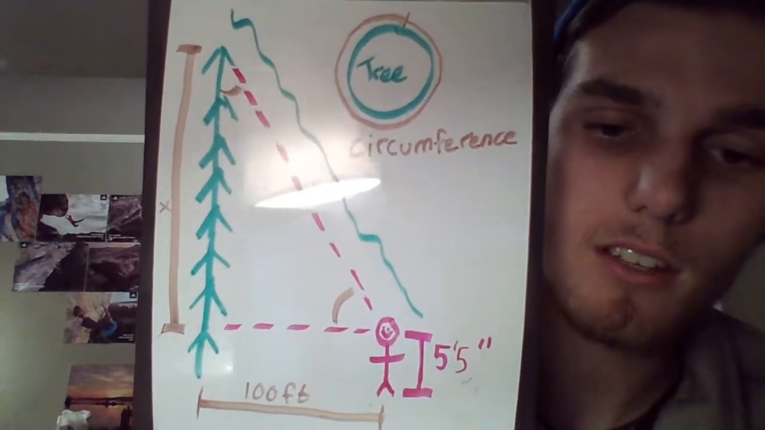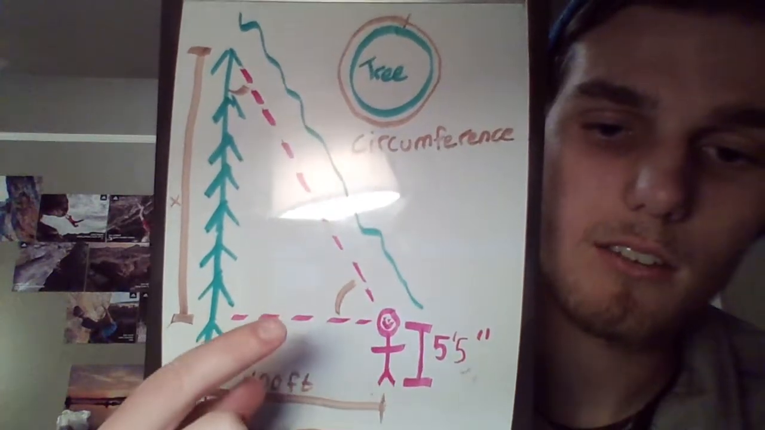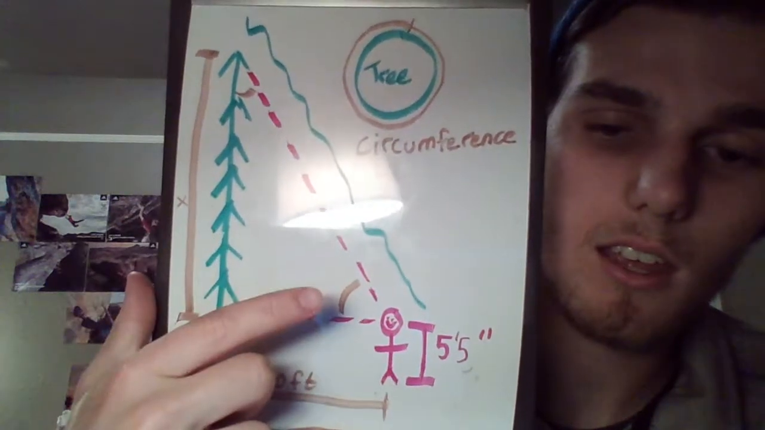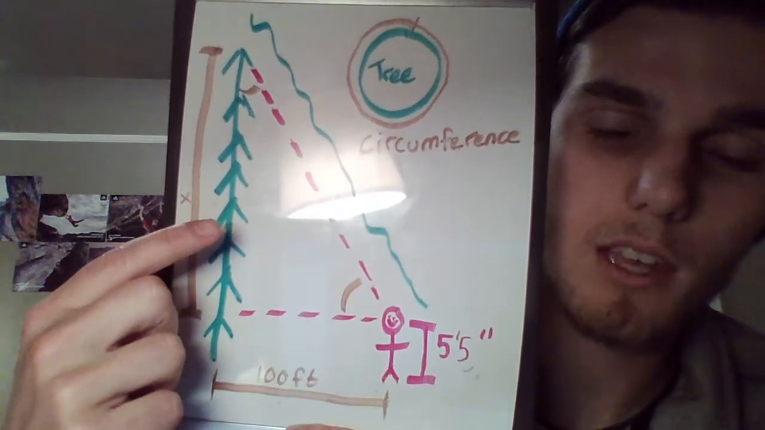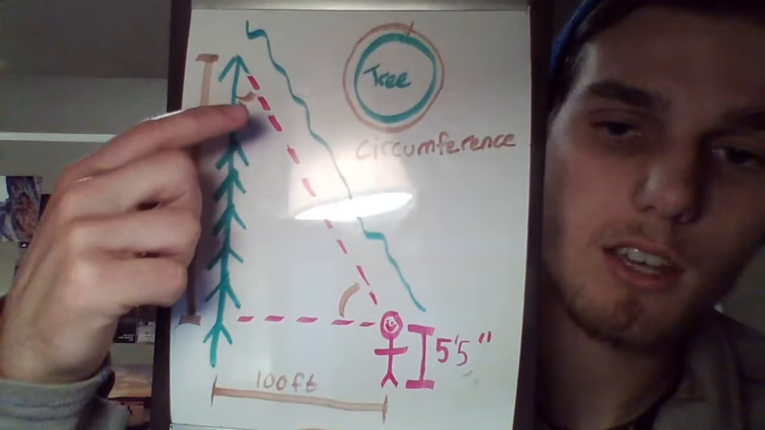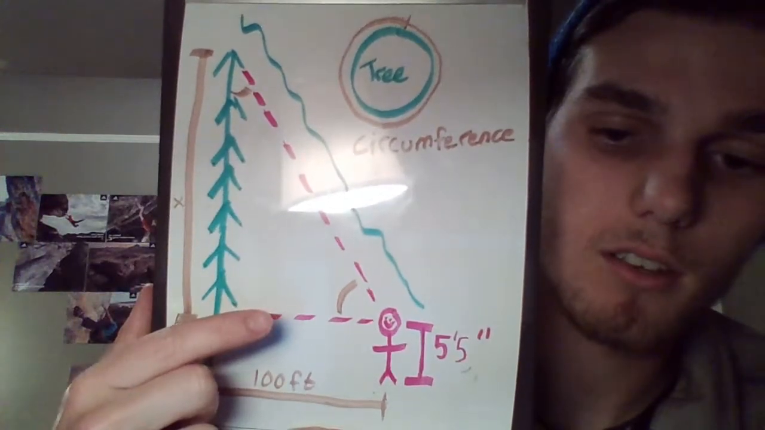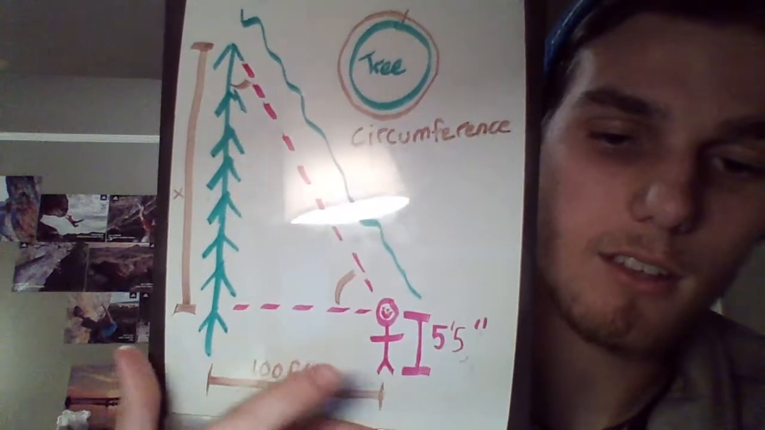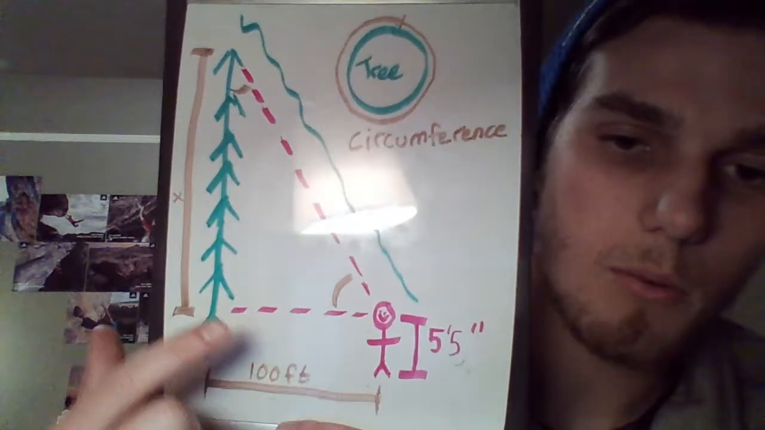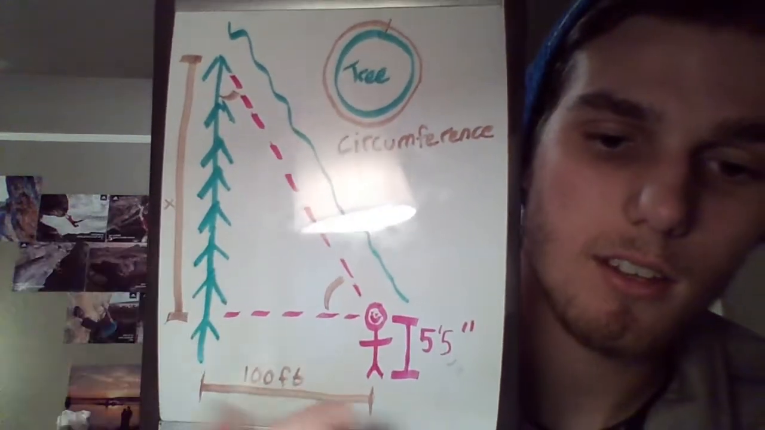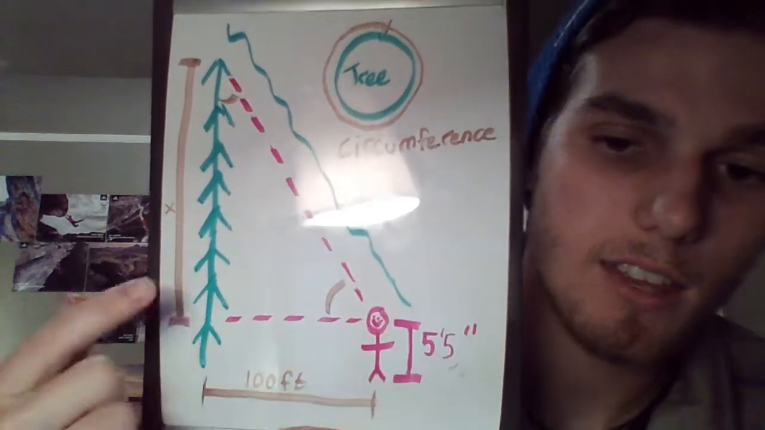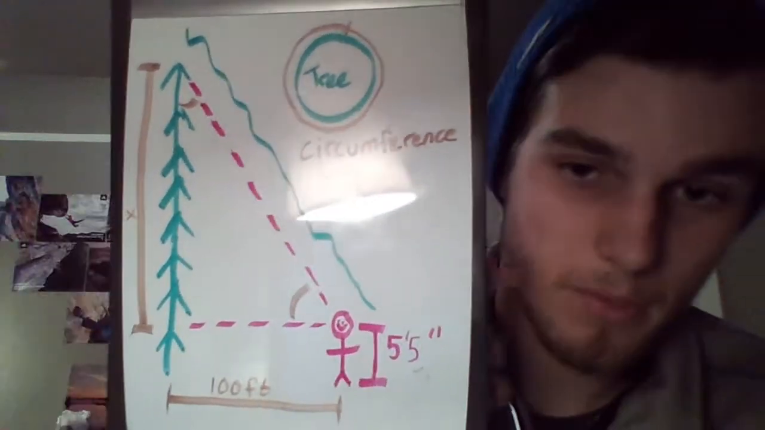Using the law of sines, they could go sine A over A equals sine B over B. They know this distance because they can measure with the tape measure. When they find out what A is, they then add their height. This gives the total height for the tree.